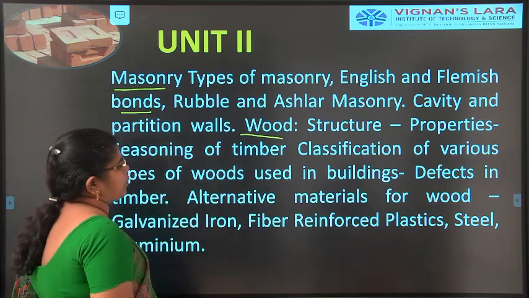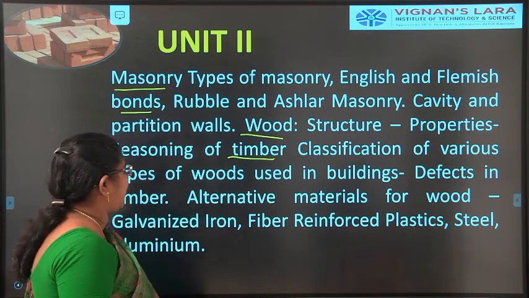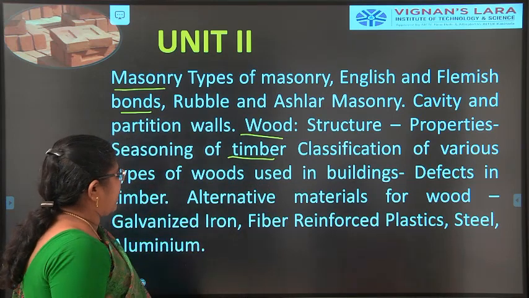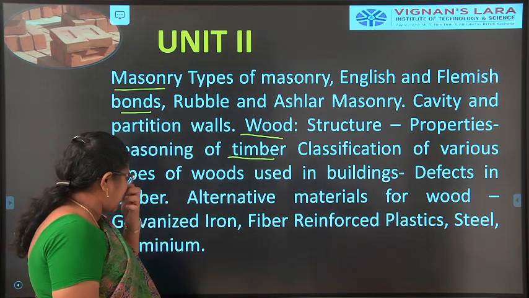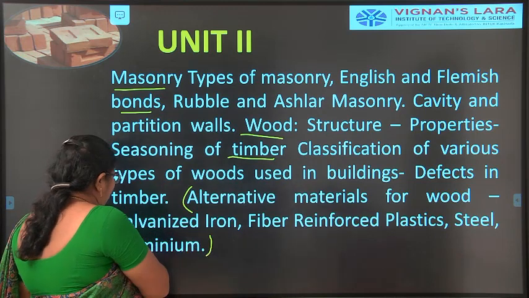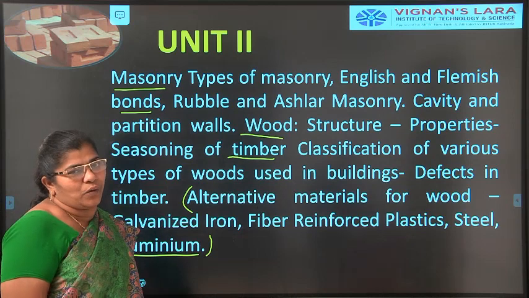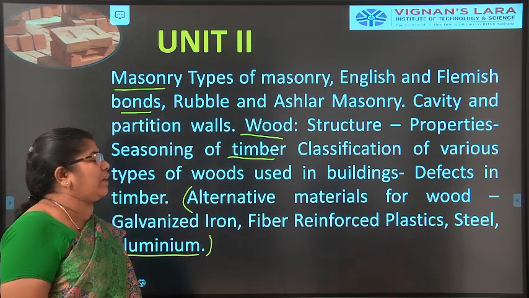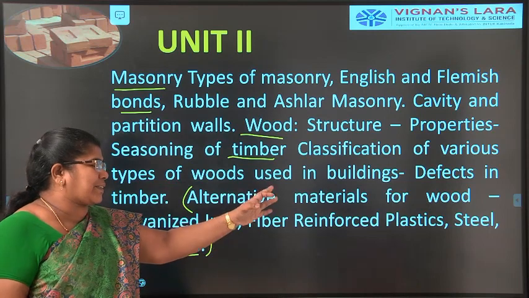Then we will see about the wood, meaning timber, right? What is timber, what is seasoning, everything we will be seeing. And what are the defects in the timber, what is seasoning of timber, what are the alternatives. Last one, it is the alternative materials to wood. So we will be taking aluminium also. Already we have seen aluminium, so only the small things I will be seeing.